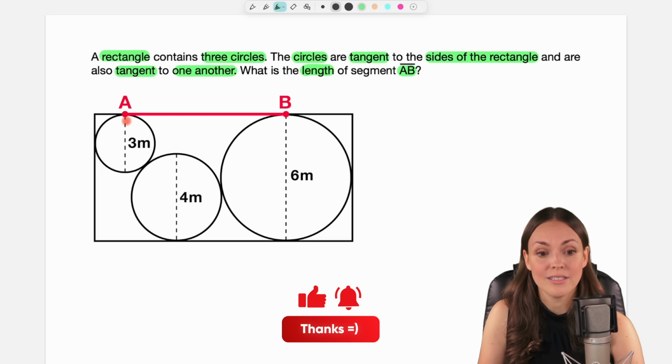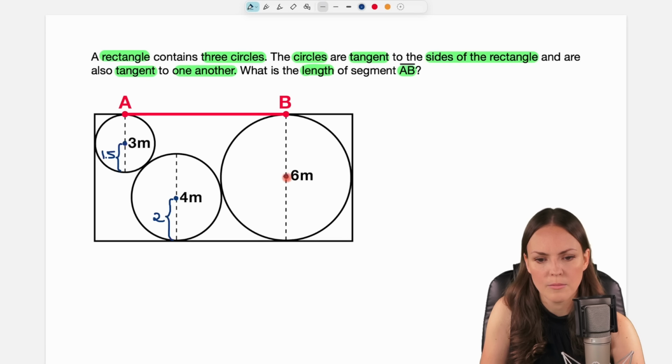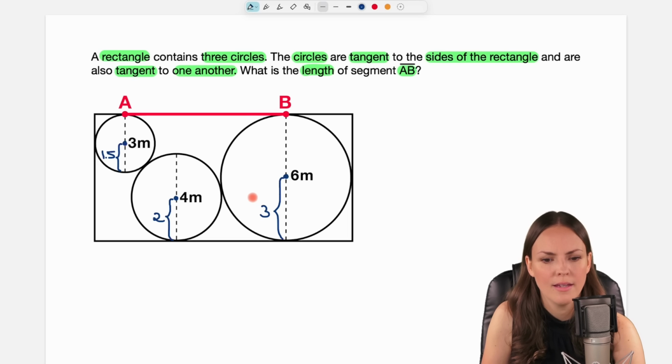Okay, we are given the diameters of these circles. I'm not a fan of using the diameters, so let's find the radius of this circle, which would be half the diameter. So half of 3 would be 1.5. Same here. If the diameter is 4, half of it is 2 for my radius. And the same thing here. My radius, half of 6, is 3.